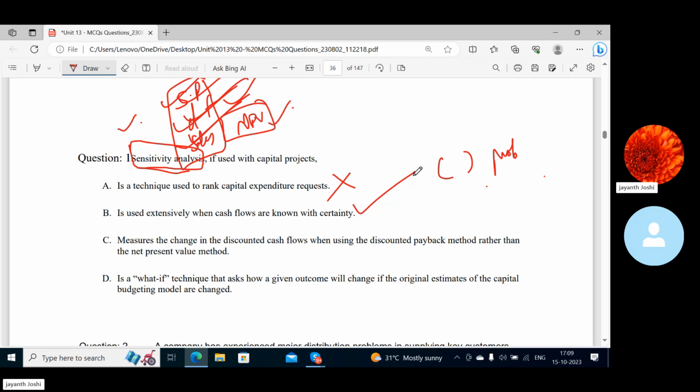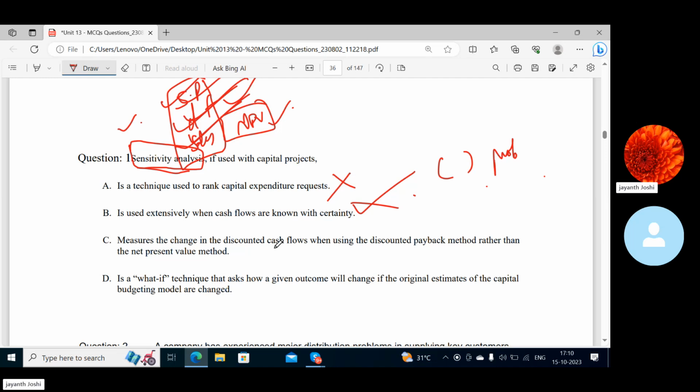So when I speak about certainty, that means you know a fixed amount of cash flows is going to come. Then what is varying there? So here also sensitivity won't work.